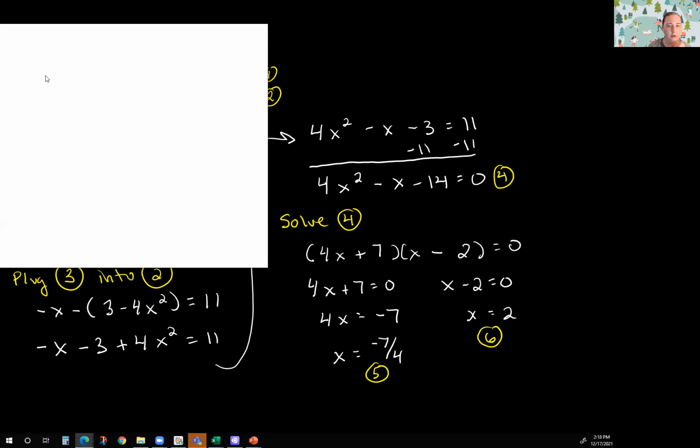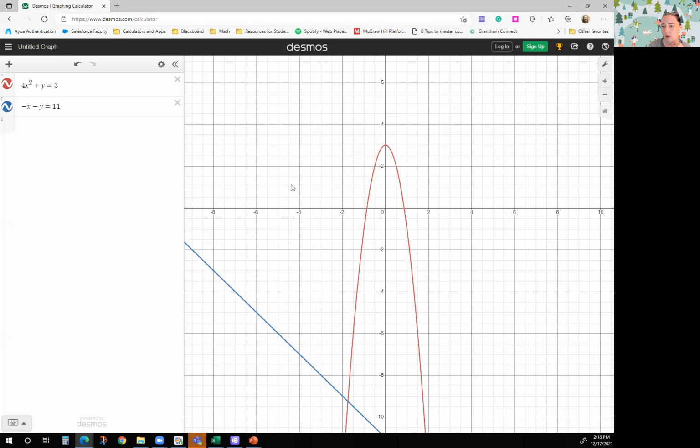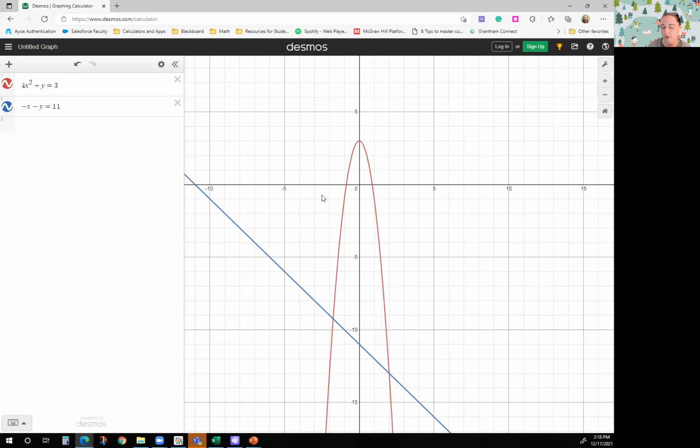Okay, I'm going to pull this over. I need to zoom out so we can see. So we have two intersection points between these two graphs. This first one here is negative 1.75 and negative 9.25. If we convert that to fractions, that's negative 7/4 and negative 9.25. I hit the right button on my calculator, negative 37 over 4. So that confirms what we solved.